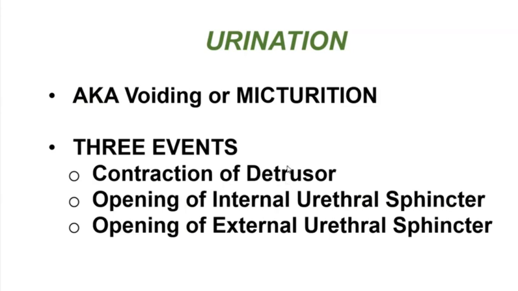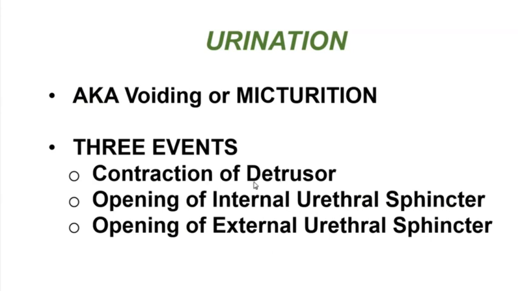We have to see the detrusor muscle. Remember that the detrusor is the muscle that's in the wall of the urinary bladder of both the male and female urinary bladder. So we have to see the detrusor muscle contract. We have to see the opening of the internal urethral sphincter and the opening of the external urethral sphincter.